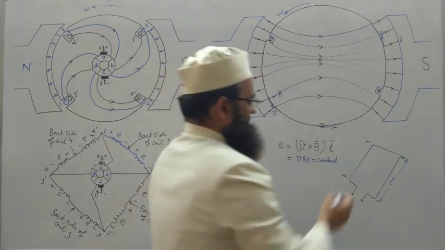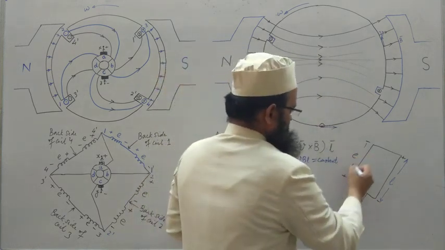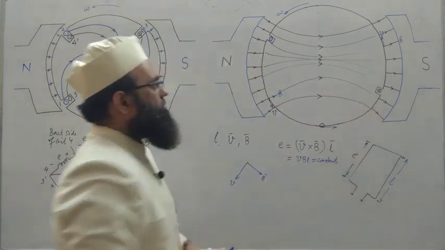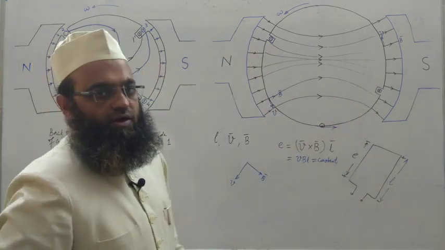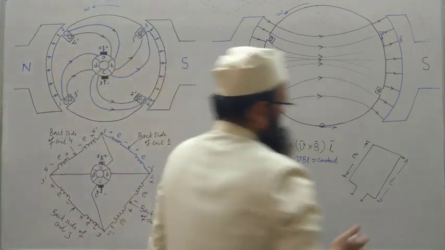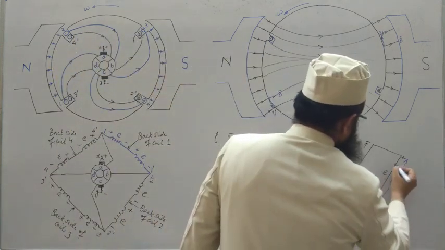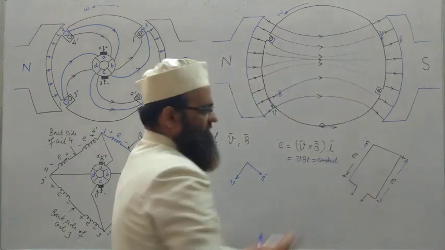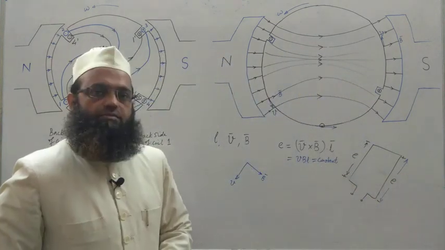So if this EMF induced is E and the length of the conductors on both the slots is the same, then here also it will be E. Let us mark here EMF as E. So total EMF induced will be 2E.